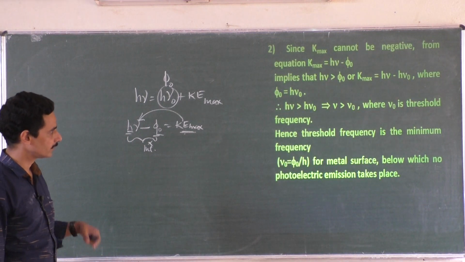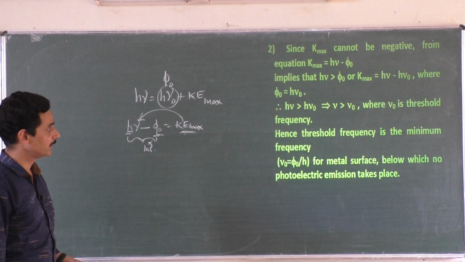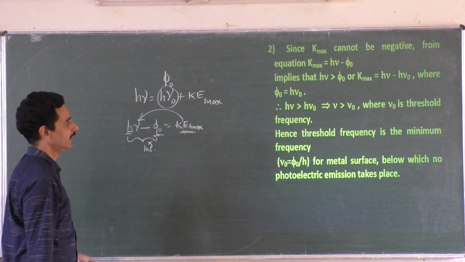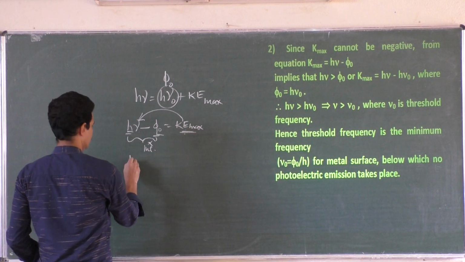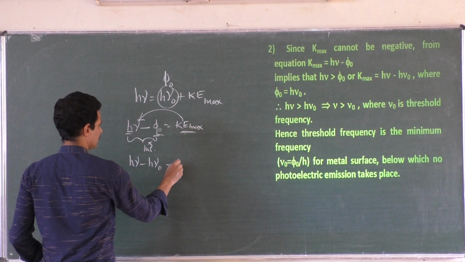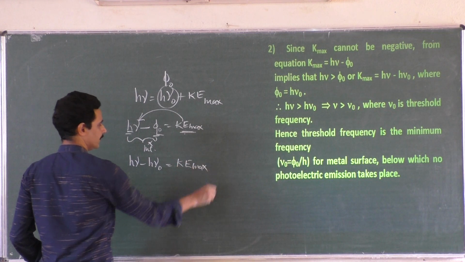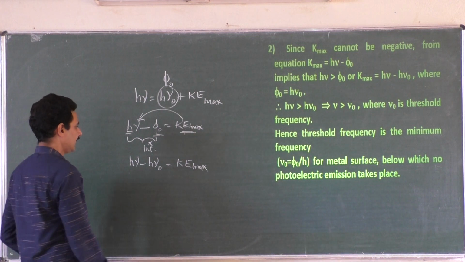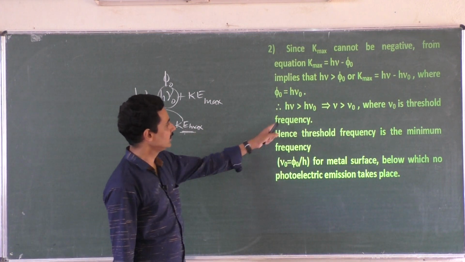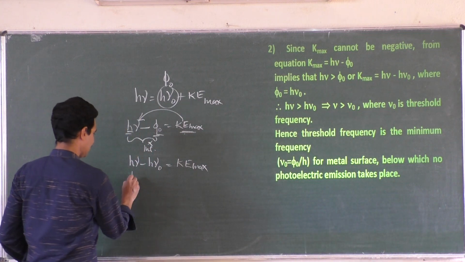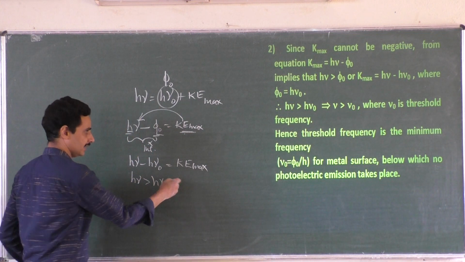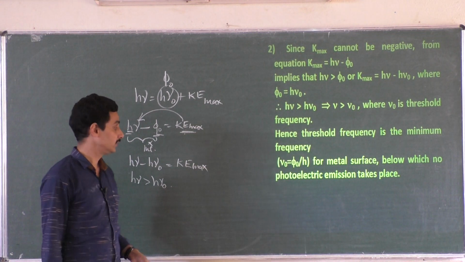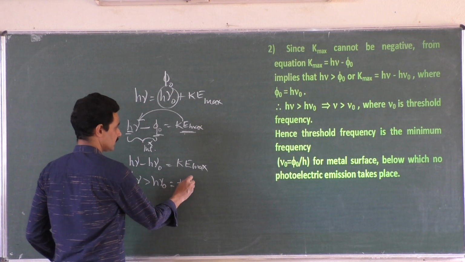Okay. Second one. Since kinetic energy maximum cannot be negative from the equation h nu minus phi naught, right? So you can replace this as h nu naught. h nu minus h nu naught is equal to kinetic energy maximum. We will use it like this. And h nu is greater than h nu naught. That is, the supplied energy is greater than the required energy. That means you are given more money than what is required for traveling.